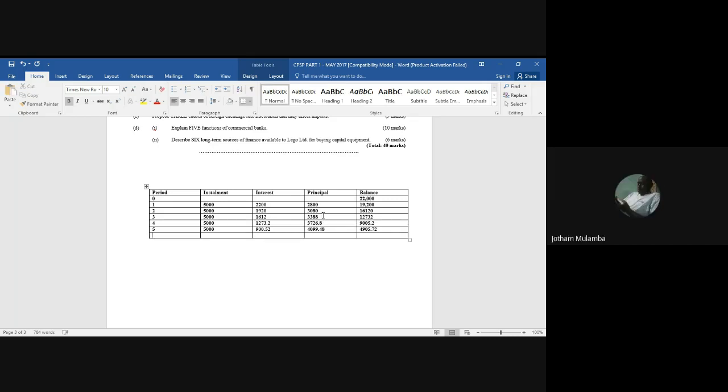That's period 6. So we still pay installment of 5,000. So interest is 10% of 4,905.72, which is 490.572.